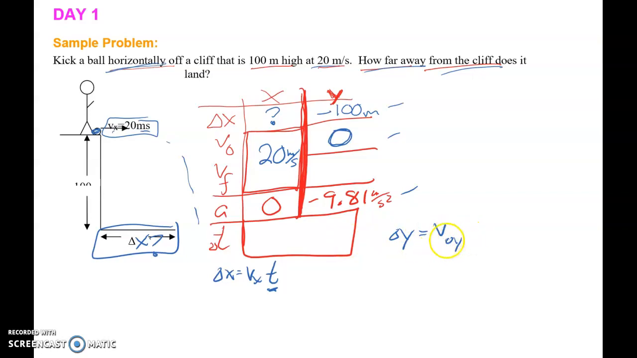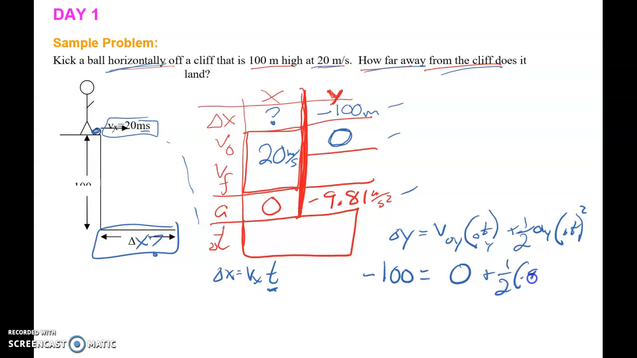So delta y equals v initial y times delta t. I could put y, but remember, they're the same. Okay, we did that with the red and yellow side-by-side screenshot. Plus 1/2 ay delta t squared. All right, so I plug in my numbers now. Negative 100 equals 0 plus 1/2. There's that negative 9.81, so they're in the same direction. That's nice. And delta t squared.